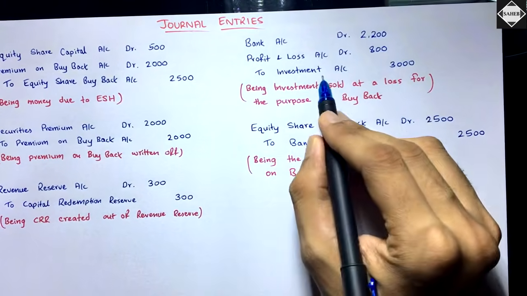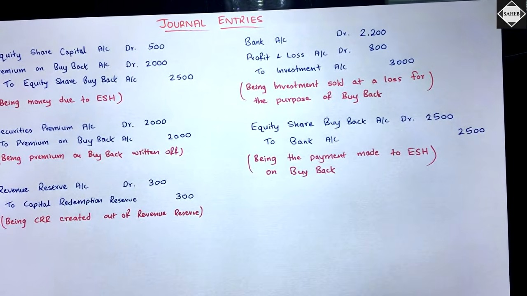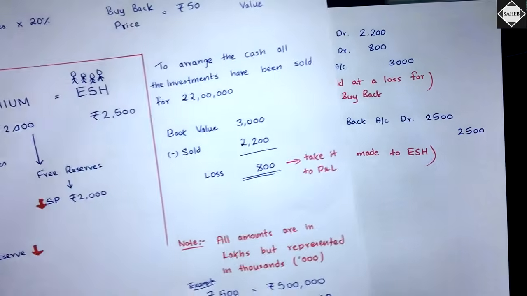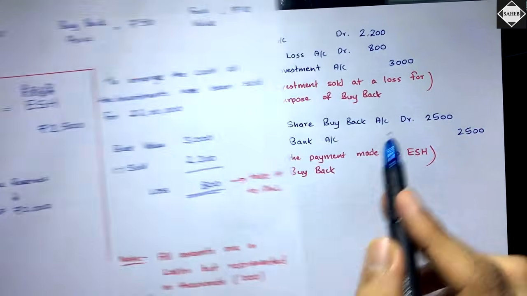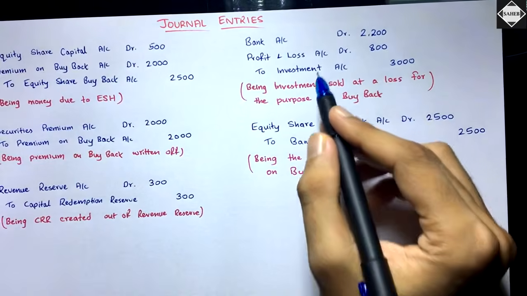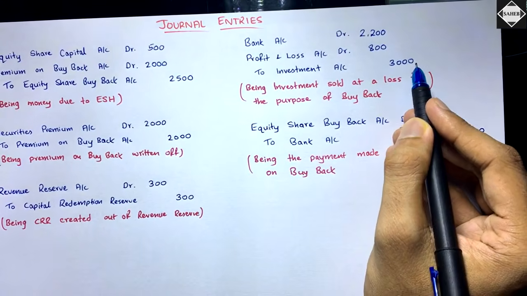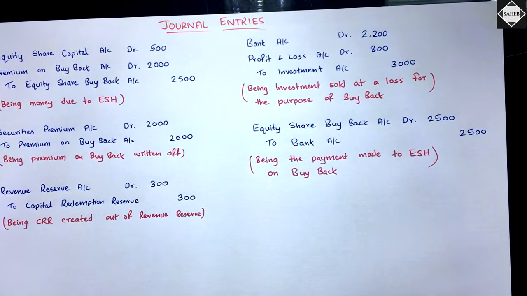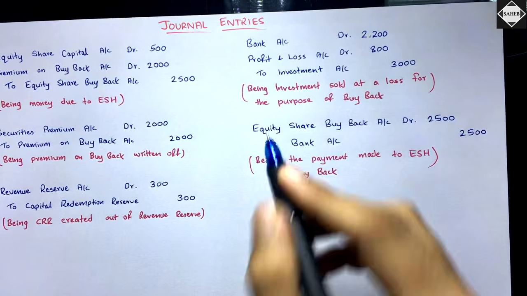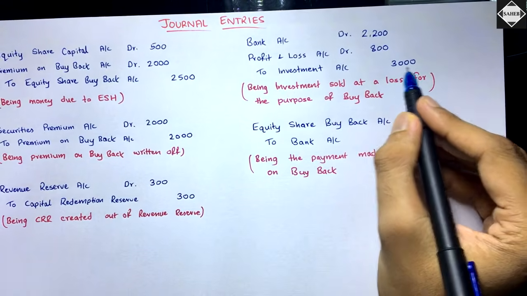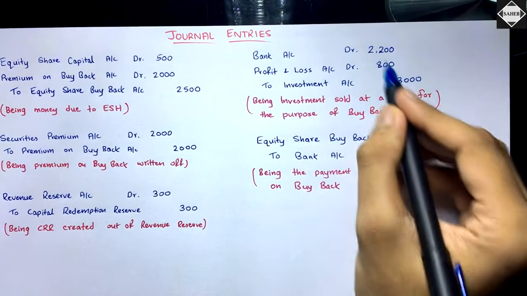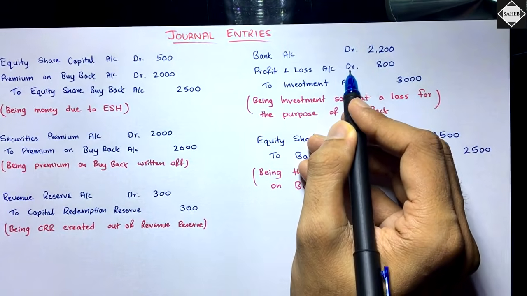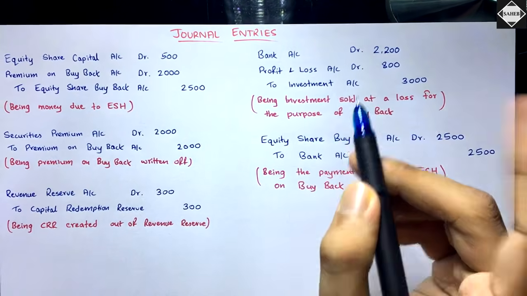So you will credit the investment account by 30 lakh, because all of the investments are sold, right? Everything is sold. If everything is sold, then the entire investment will have to be credited, because it's no more. From the balance sheet, it has to be completely taken out. So that's why you will have to credit the entire 30 lakhs. Then the balancing figure would be profit and loss account on the debit. Why? Because it's a loss.